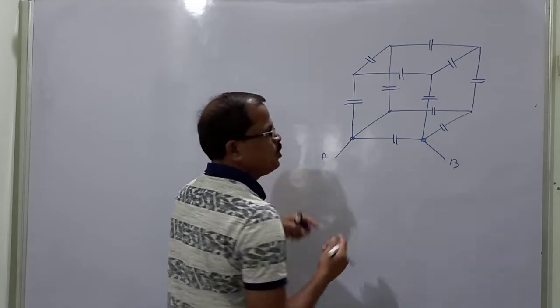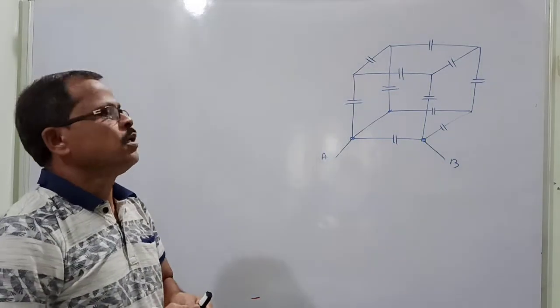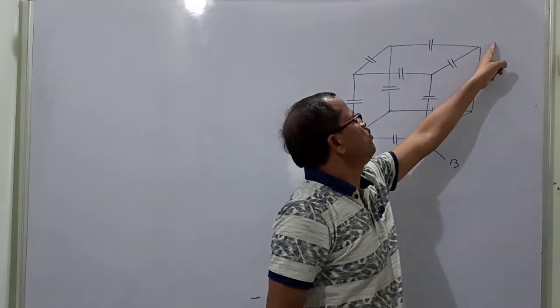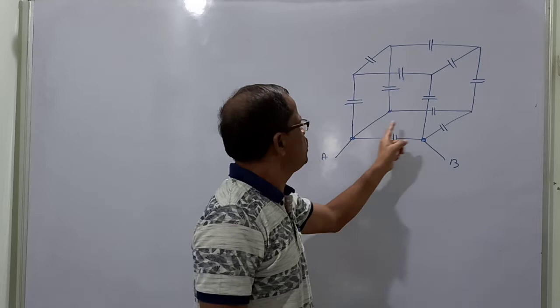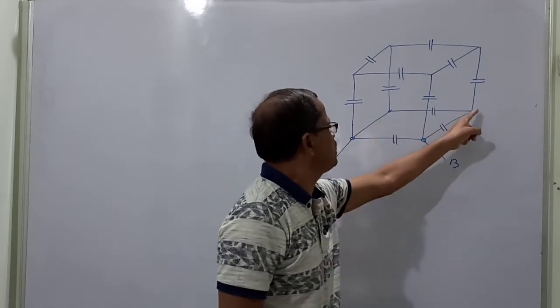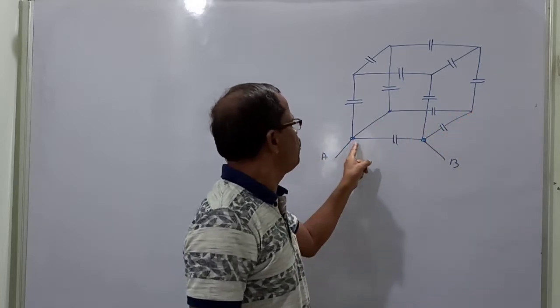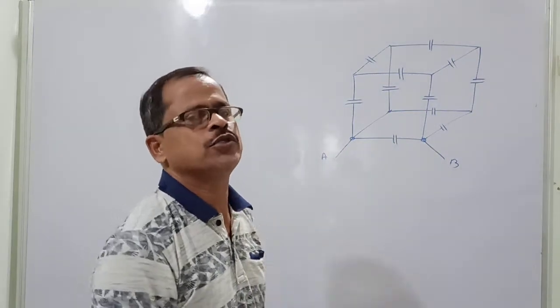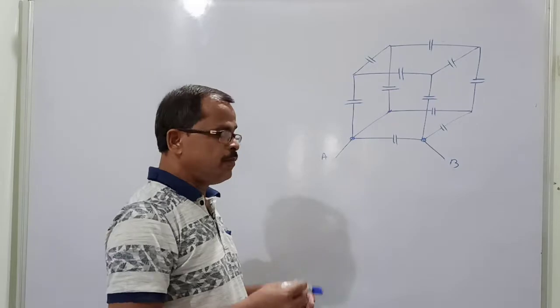Look, only the B point is changing. Terminal points are changing. First I solved between this point and this point, the body diagonal. Then I solved between this point and this point, the one face diagonal. Then I am solving between the point A and B, that is called one edge of the cube. Only three types of structures can be obtained for the combination of capacitors.